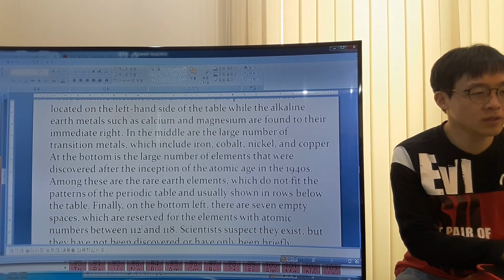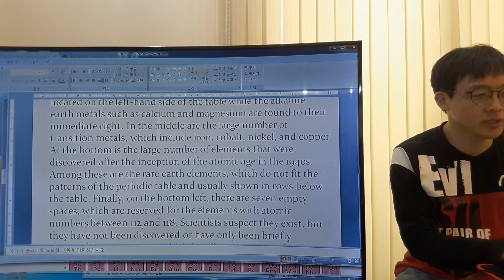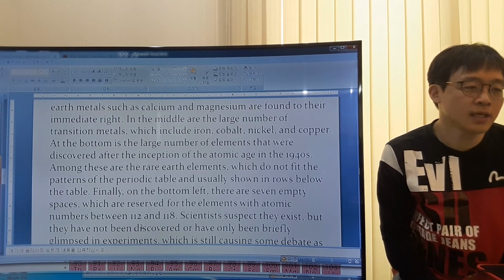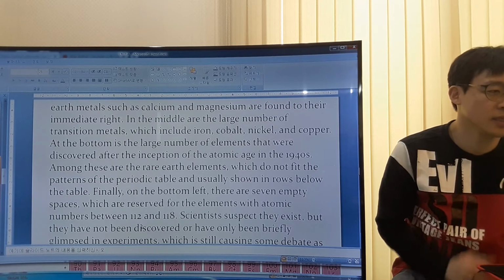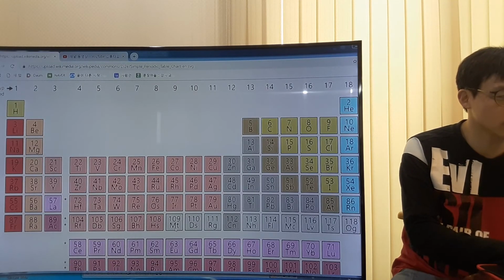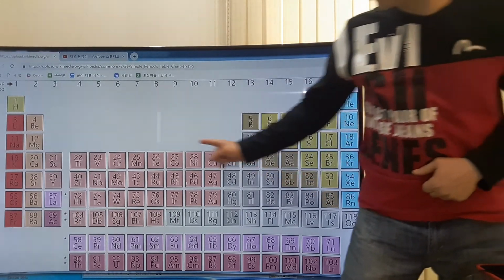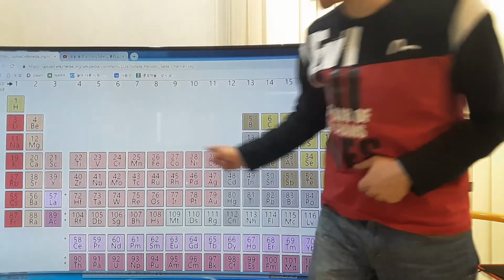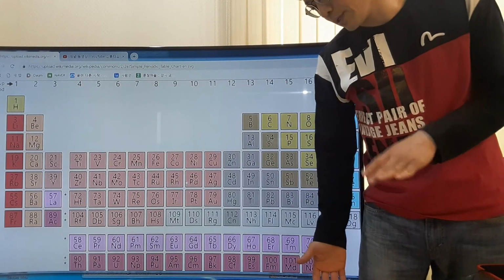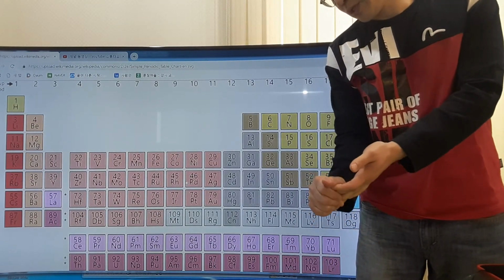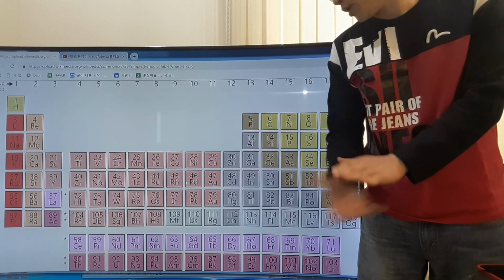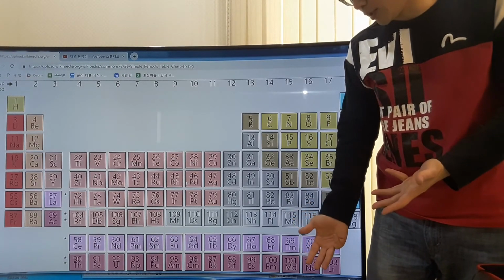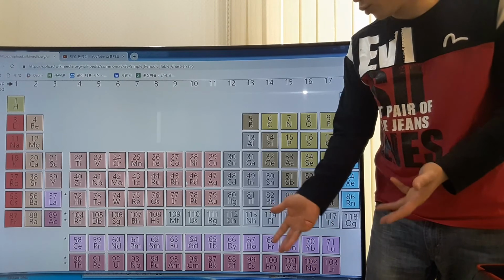In the middle are the large number of transition metals, okay, which are iron, cobalt, nickel, and copper. Okay, transition metals. Oh my God! Do you see all this? These in a pinkish color here. These are transition metals. Transition means the process of changing from one state to another. That's because they form substances in many different ways.